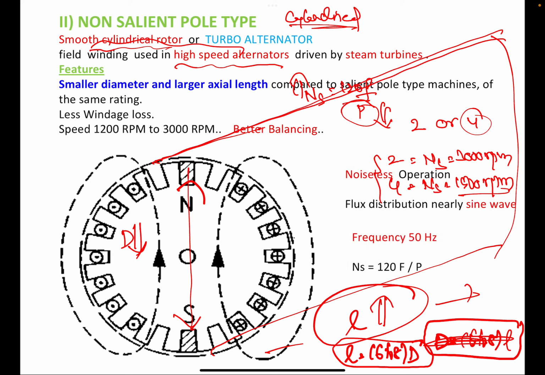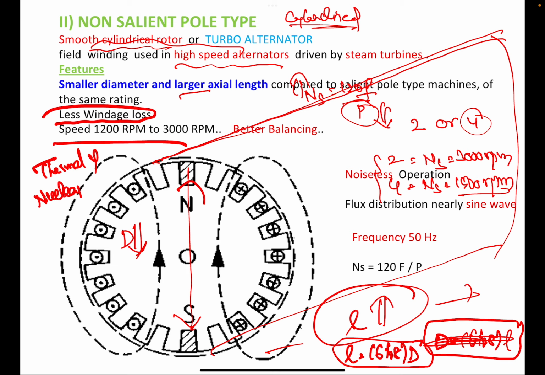So it has a smaller diameter and larger axial length, and we are able to generate less windage losses, and it is suitable for higher speed ranges. It is suitable for high speed applications. In which power plants are high speed requirements there? In thermal and in nuclear.